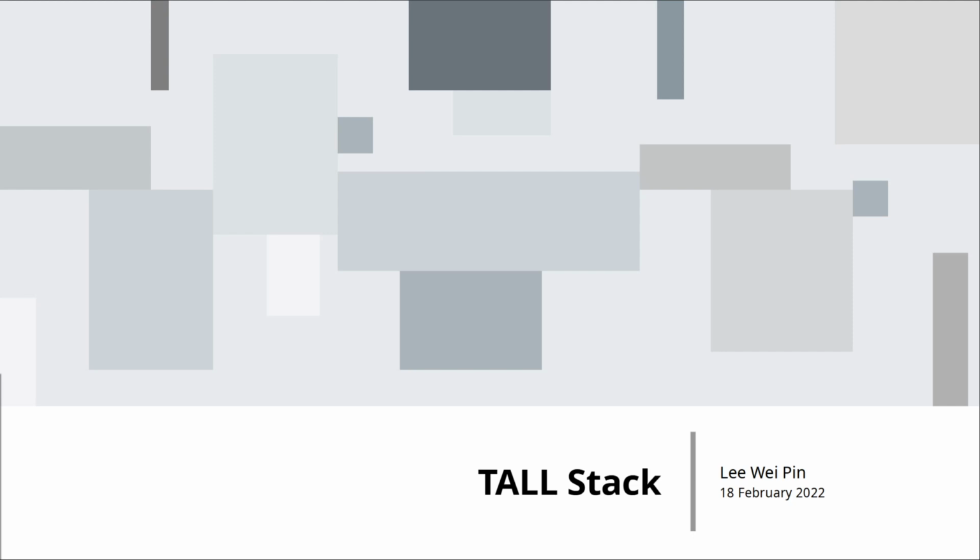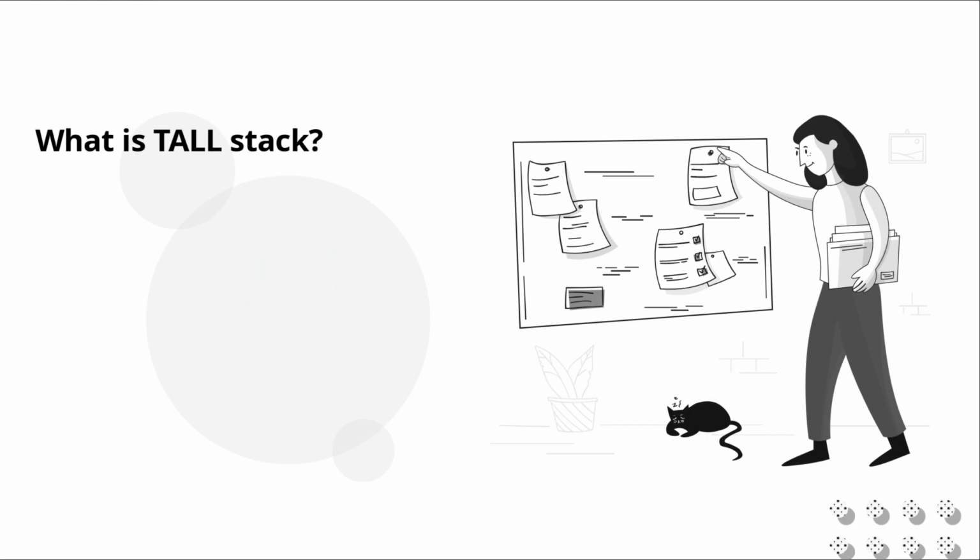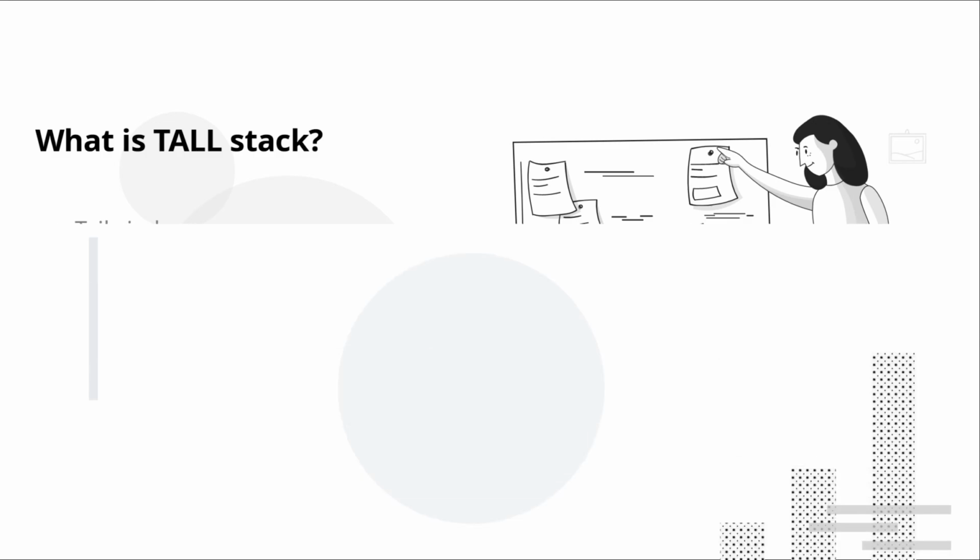So first of all, what is the TALL stack? The TALL is an acronym that stands for T, Tailwind; A, Alpine.js; L, Laravel; and the second L, Livewire. Simple, right? With those in mind, I will first start the explanation on the first component. It's called Tailwind.